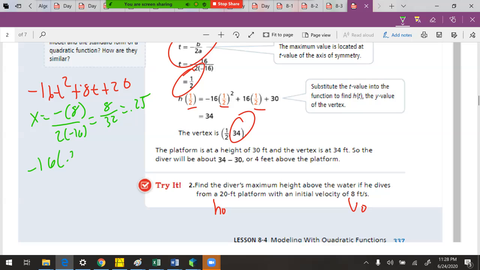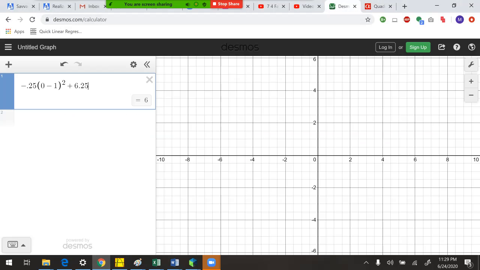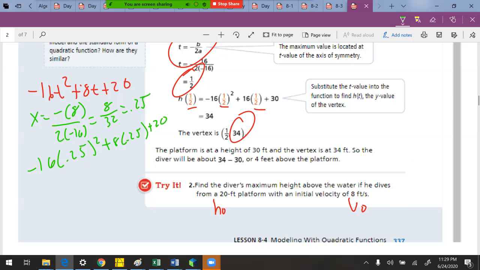So negative 16 times 0.25 squared plus 8 times 0.25, and then plus 20. Not a fan of this, so let's use Desmos instead. Negative 16 times 0.25 squared plus 8 times 0.25 and then plus 20. There you go. Now the height is 21. Okay, the height is 21. That covers half of it. Let's go to the other half.